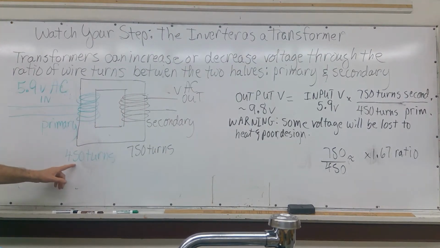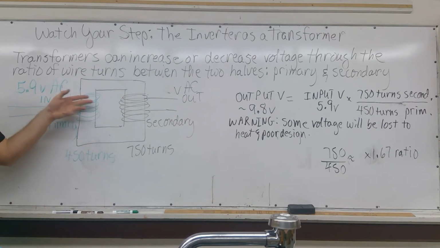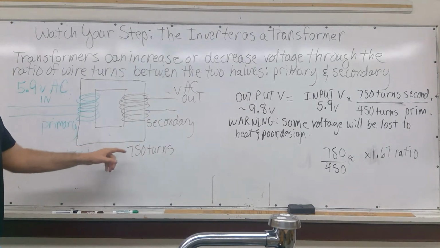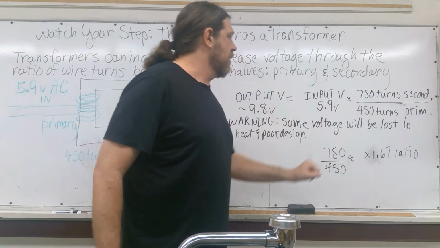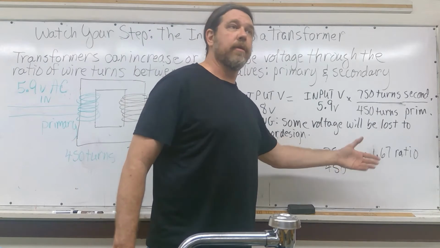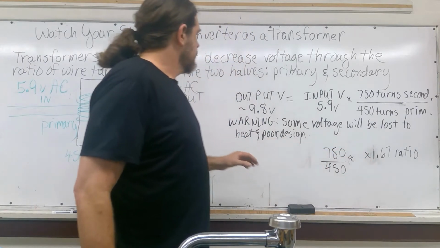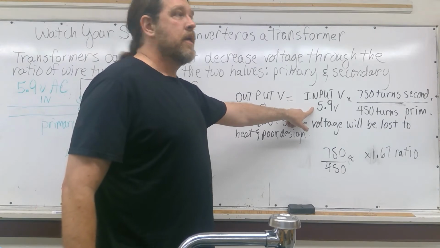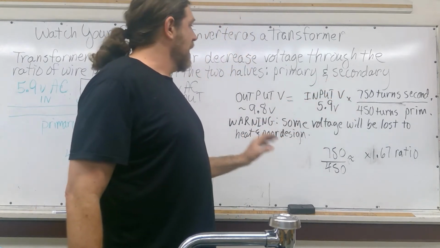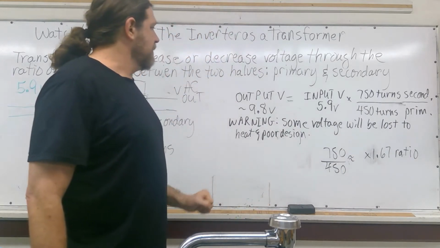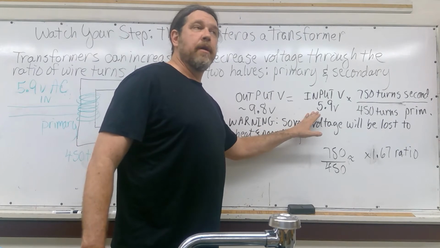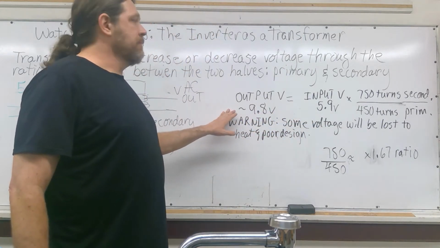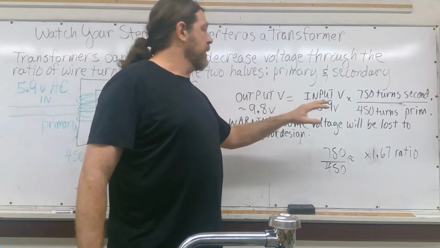So we see a ratio where our primary, our incoming wires, have 450 wraps around the core, whereas the secondary is going to have 750. That gives us a ratio of 750 over 450, which we can boil down to roughly 1.67. So whatever voltage comes in, this transformer will multiply that voltage by 1.67. So we would expect a 5.97 volt input to give a 9.8 volt output if it goes into a transformer that has this ratio.